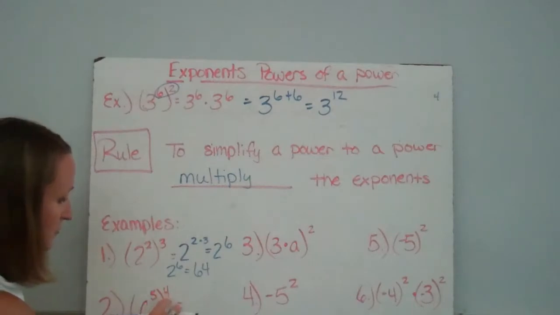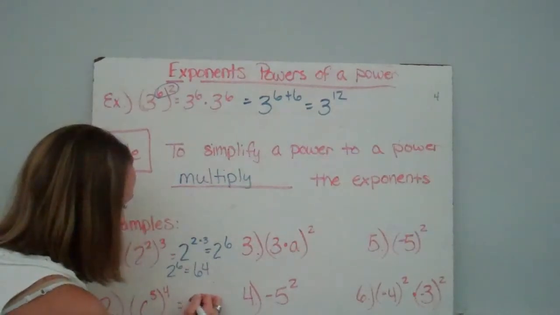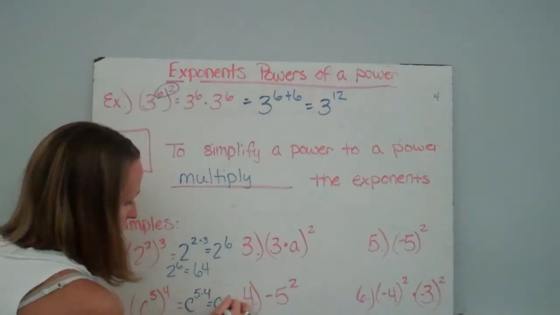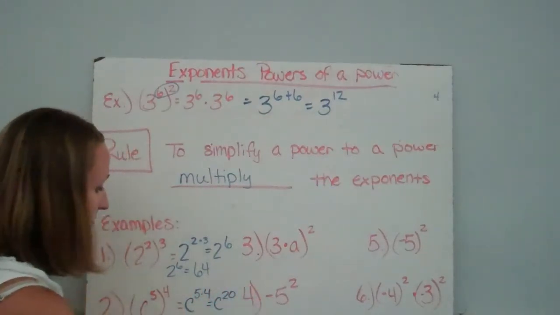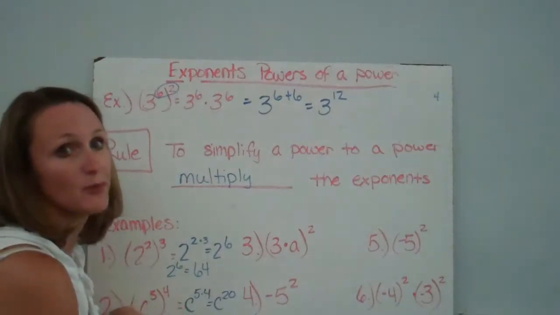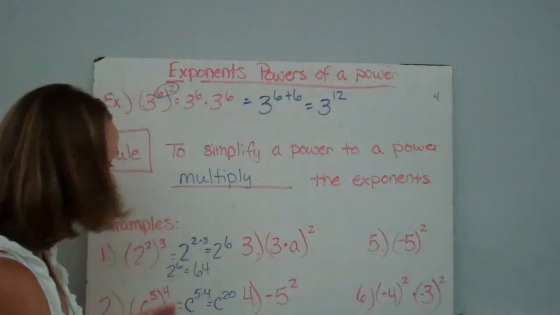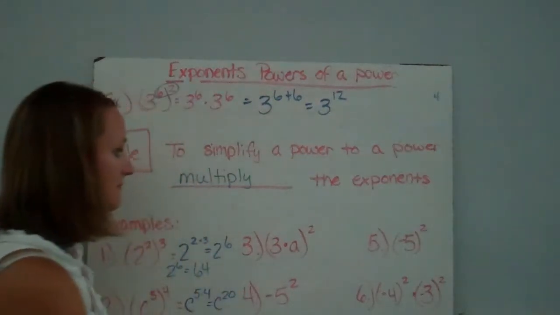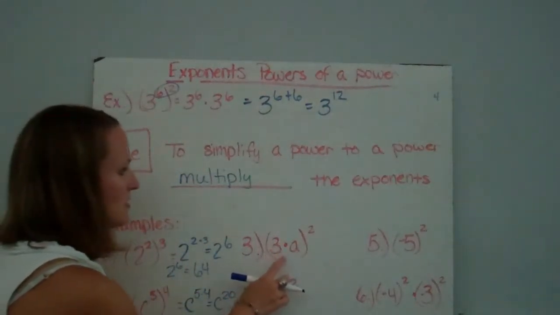All right, so what about this one? C to the 5th raised to the 4th power. We have C to the 5 times 4, which gives us C to the 20th. Last time I checked, if I multiplied C 20 times, all I'm going to get is C to the 20th. So this one is simplified.